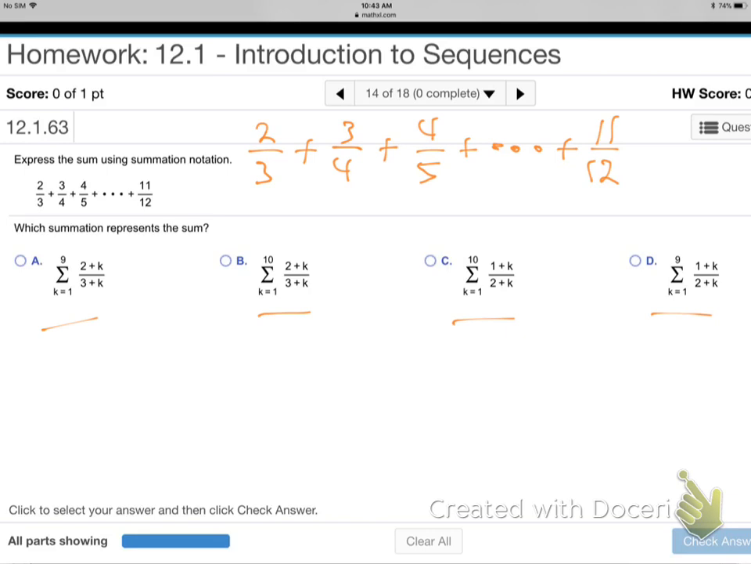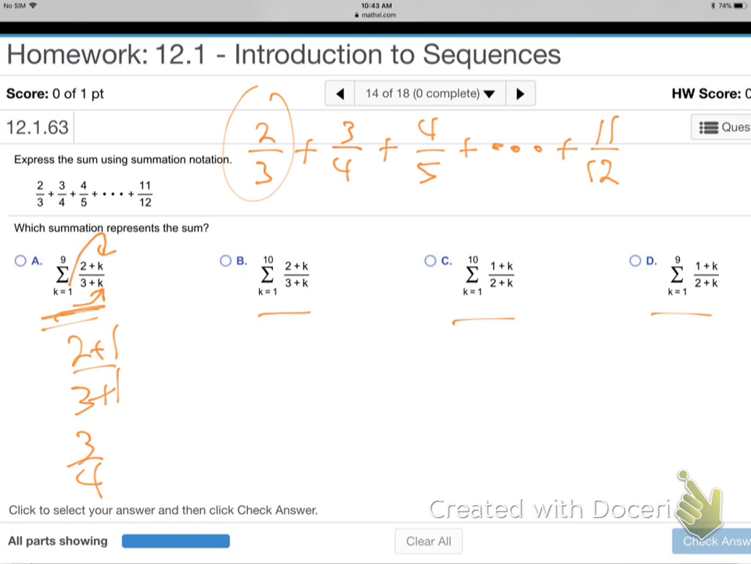So what I suggest is just start trying them out. This formula says put in 1 first. So if I put in 1 here and here, I get 2 plus 1 over 3 plus 1, which is 3/4. Is that the first term? No. Wrong. It's not A. Everybody with me to there?